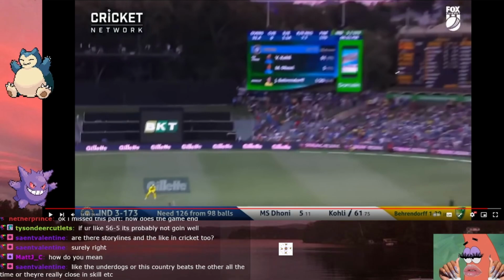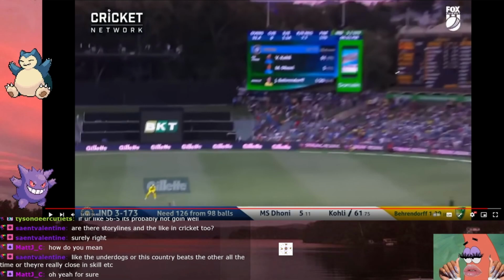In a test match, if a team is still batting at the end and not all of the wickets have been taken and the runs haven't been surpassed, then it's a draw. Nobody wins.